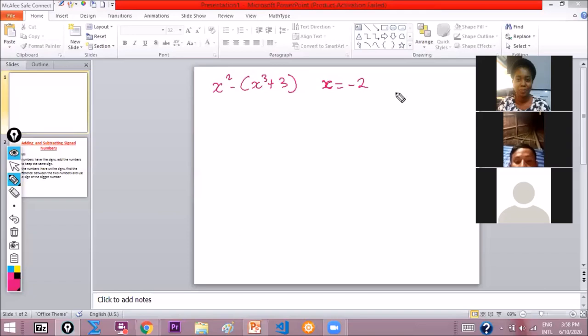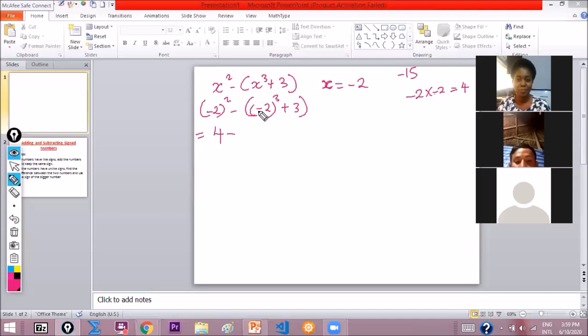It will be minus 15. Okay, you said your answer is minus 15. Let's do this together then. We have x equal to minus 2, so this will be (−2) squared minus (−2) all cubed plus 3. Minus 2 squared is minus 2 times minus 2, which gives 4. Minus times minus is a positive. So we have a 4.